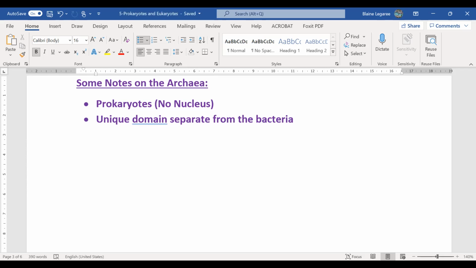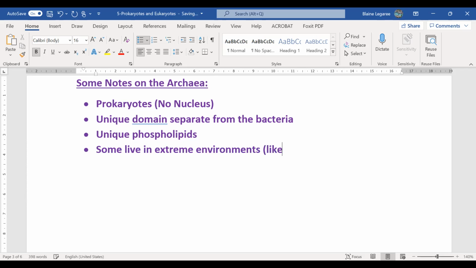So remember, they have unique phospholipids. We just talked about that last topic. Some of them are branched phospholipids, which is kind of a unique biochemistry. Some of them form those weird monolayers, but it's just enough to say that they have unique phospholipids. Some live in extreme environments, like hot springs.